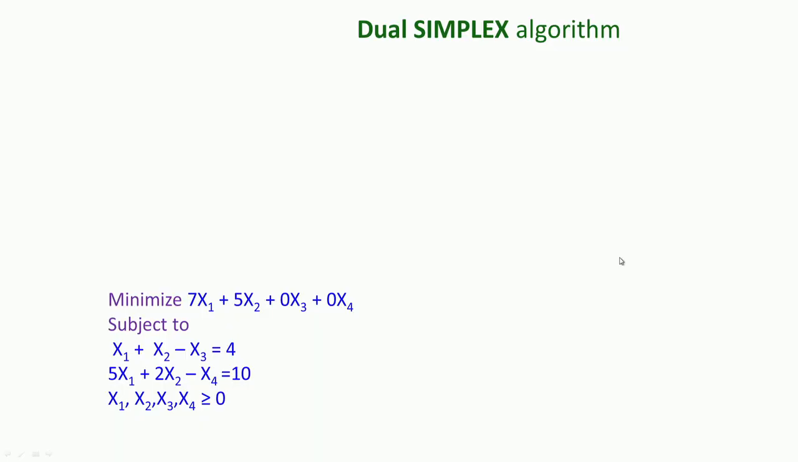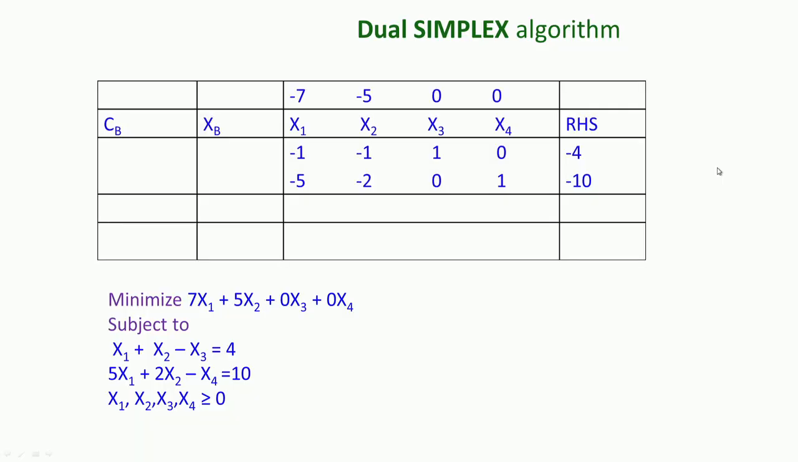So, let us go to this problem, the minimization problem that we have already seen. Minimize 7x1 plus 5x2 plus 0x3 plus 0x4 and so on. Now, x1 plus x2 is greater than or equal to 4, 5x1 plus 2x2 is greater than or equal to 10. So, we have minus x3 and minus x4 as two negative slack variables. So, when we did simplex, we added two artificial variables to this and we had a 6 variable problem. We used the big M and we did it.